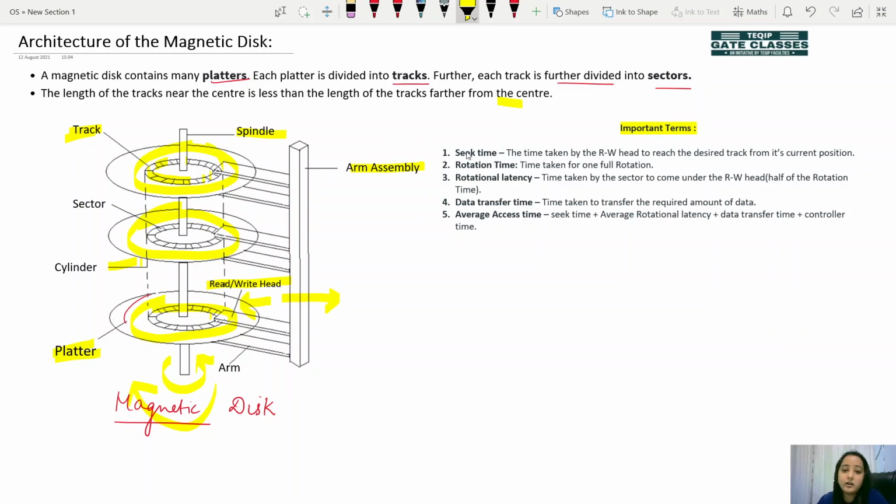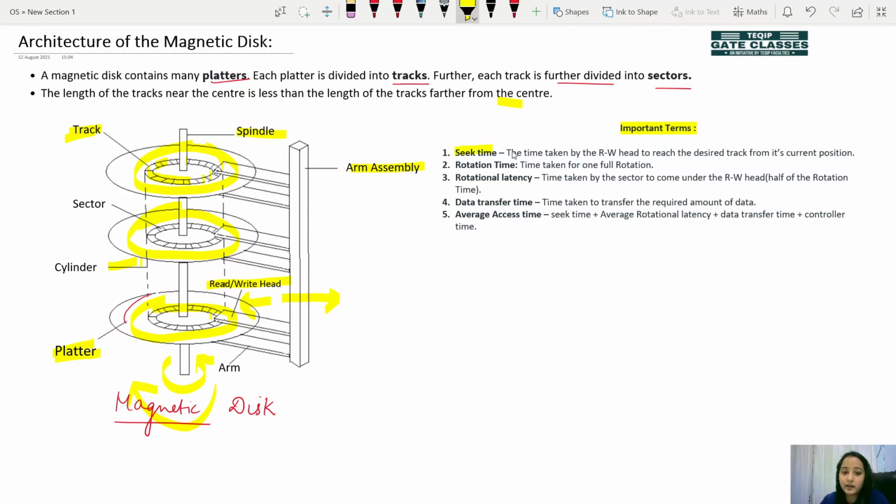Next, you should remember these important terms. This is the GATE question topic, that is magnetic disk, a very important topic. These terms can be asked in the paper: calculate the seek time, rotation time, latency, average access time, given some data. Some number of sectors will be given, tracks will be given, and they have asked this term. So it is very important to understand these terms.